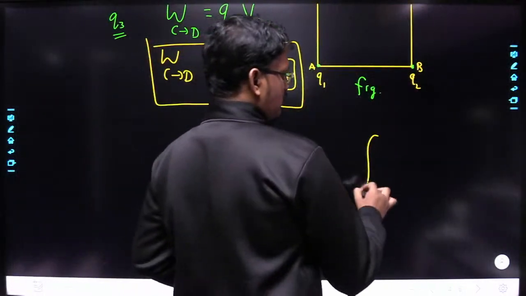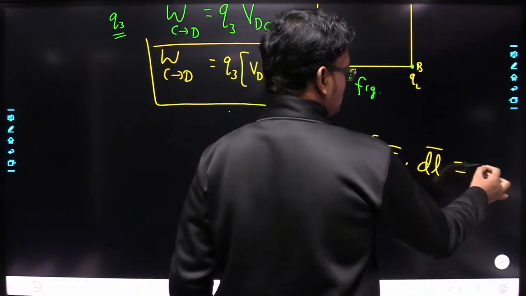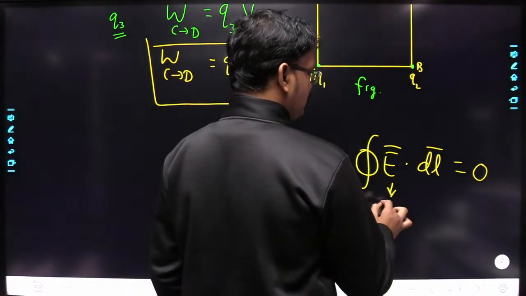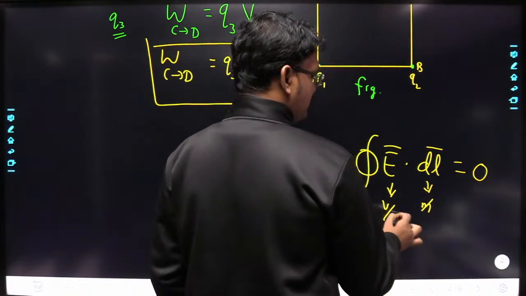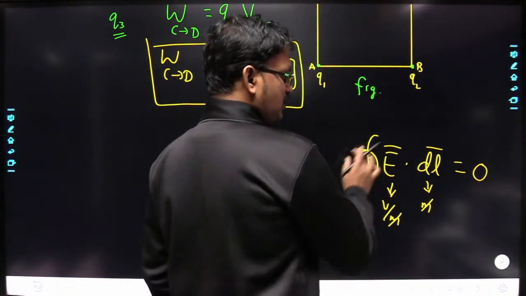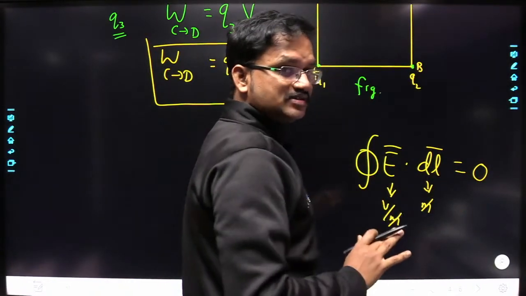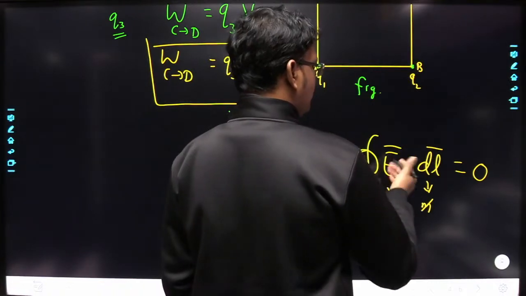That's what I have told now. Closed loop integral E bar dot dl bar is equal to 0. Yes or no? So the units of electric field is volt per meter. The units of dl is meter. So here meter will get cancelled. We are getting the summation of all the voltages around any closed loop is equal to 0, which we call it as KVL.